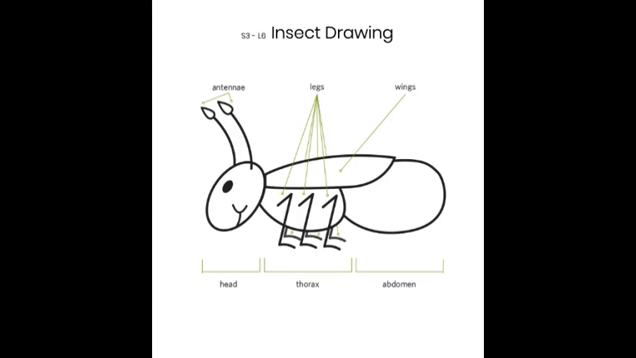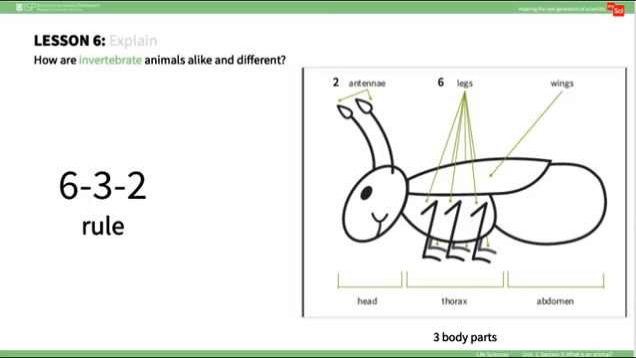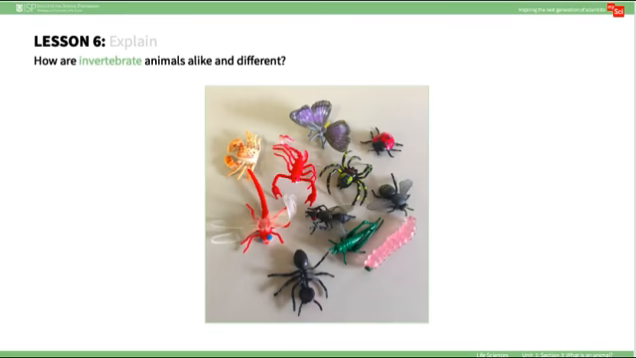In the Explain portion of the lesson, use the insect posters shown here to explain body structures that help scientists classify animals as insects. This poster can be found in the teacher pages. Explain the 6-3-2 rule using the poster to highlight these structures as ones that may be visually different but structurally the same. After reviewing the 6-3-2 rule with students, have them revisit the invertebrate models and change their groupings.